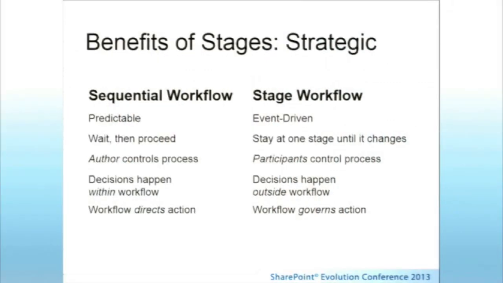Sequential workflows are very predictable. In fact, you wait for something to happen and then you move on. And the author of the workflow controls the process. The decisions are made by the workflow, and the workflow directs all the activity.